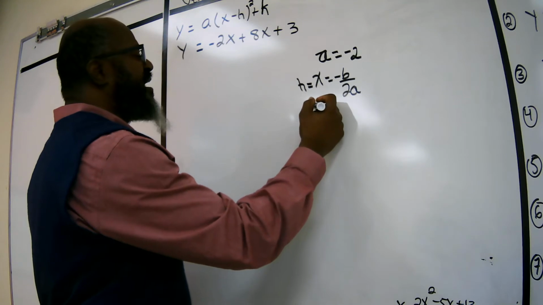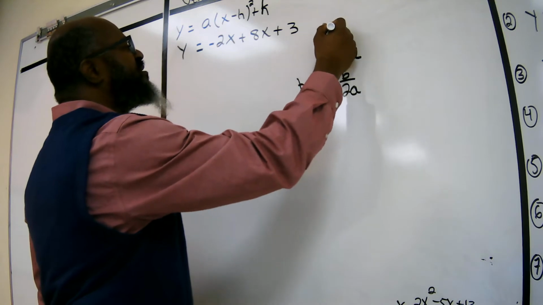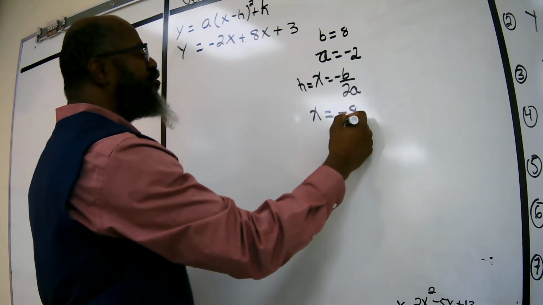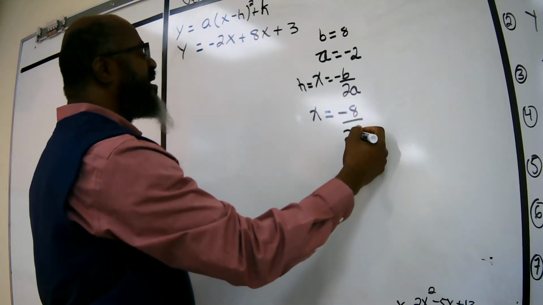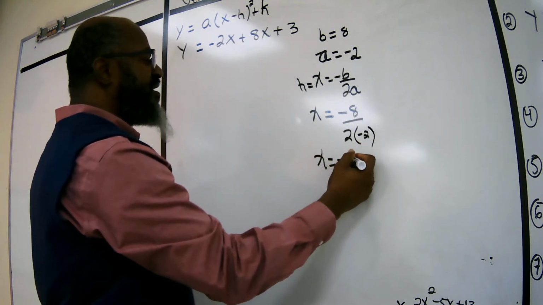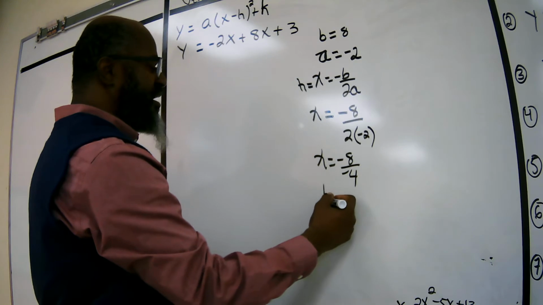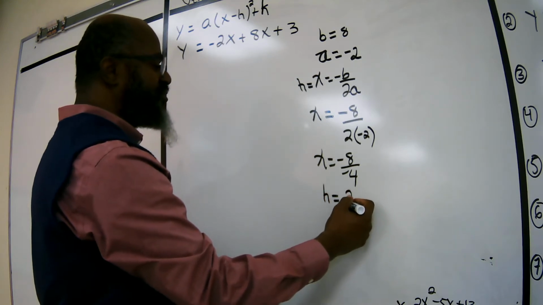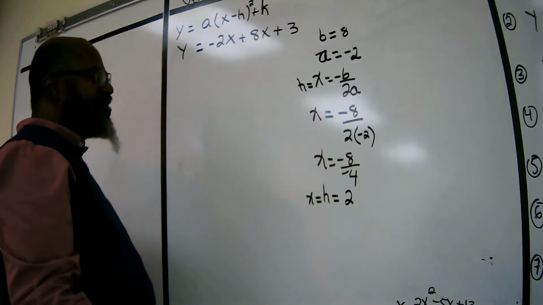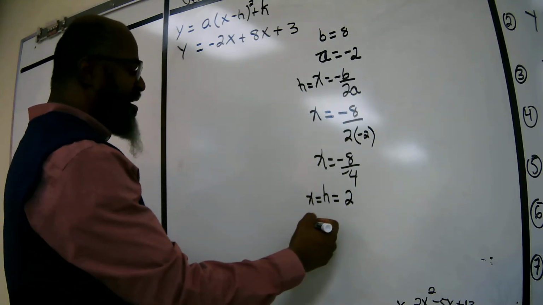In this case, we will see that x equals negative b over 2a, and b is 8. You will have negative 8 over 2 times negative 2. Now you will have x equals negative 8 over negative 4. In this case, x is 2. x and h are the same. x is 2.